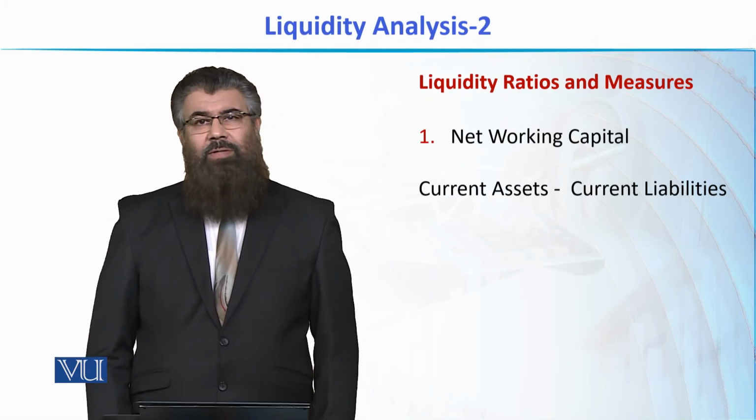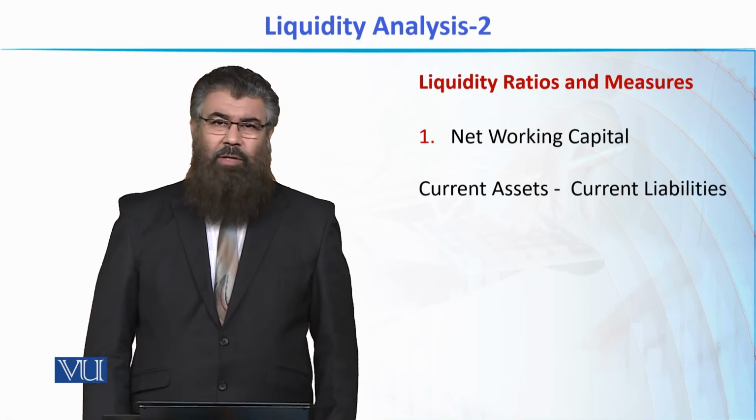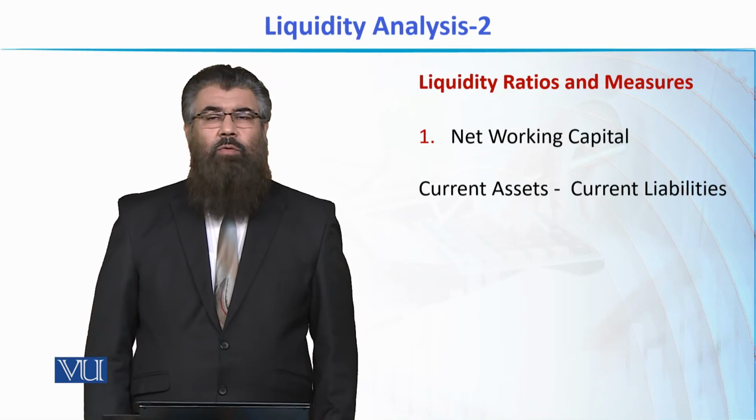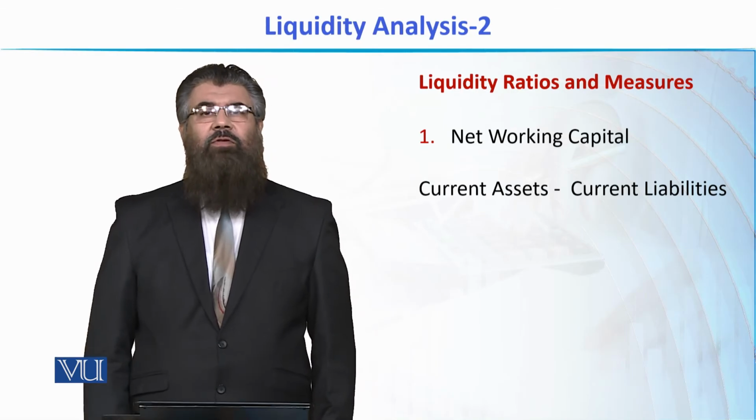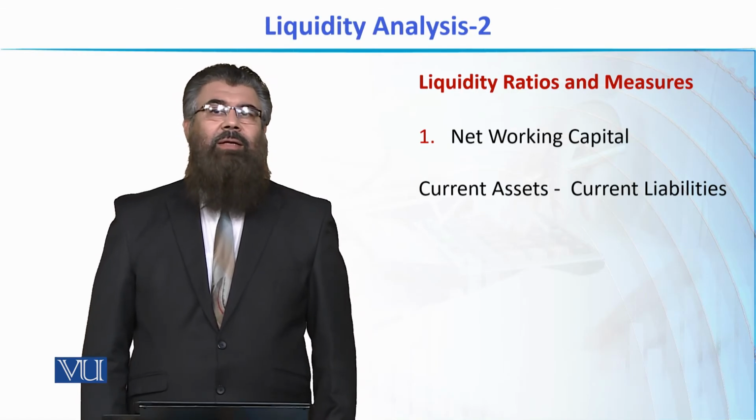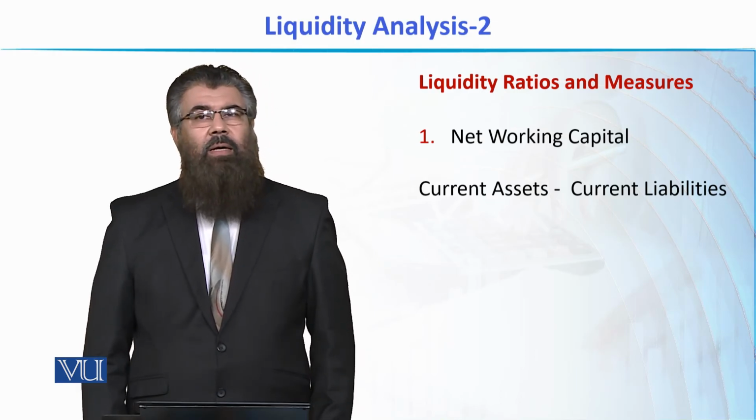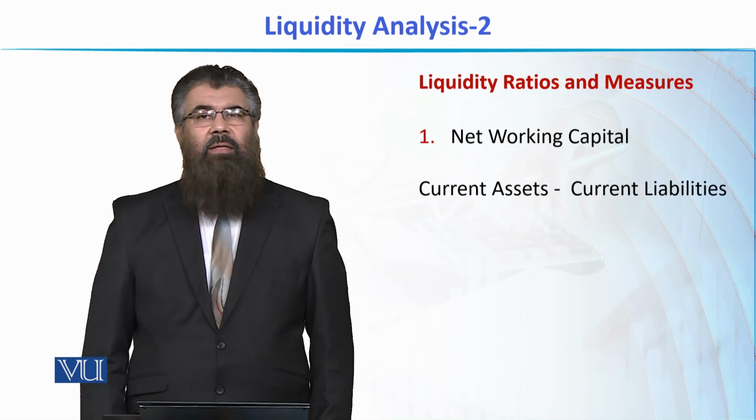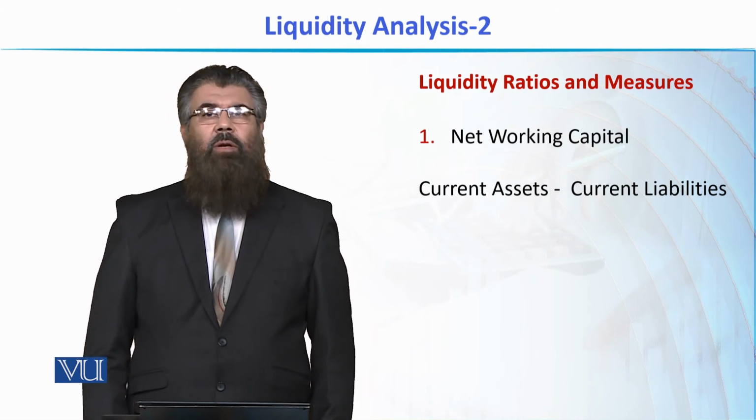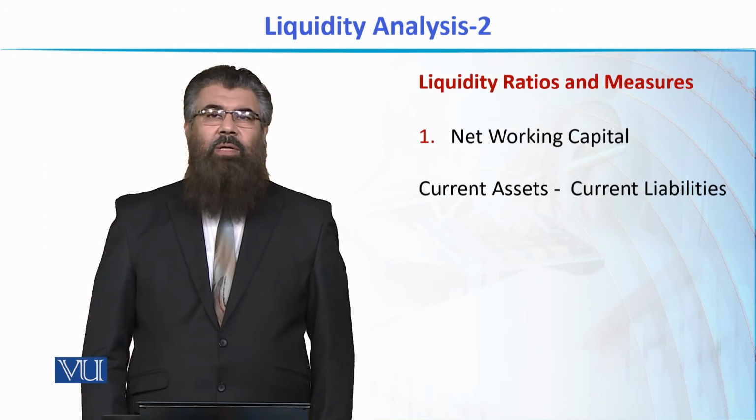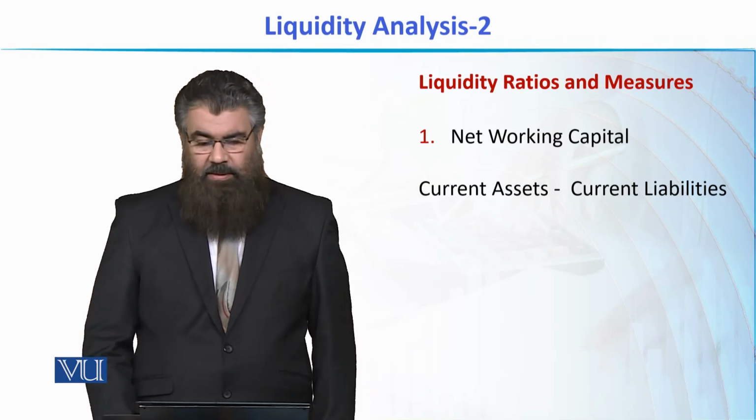So if we want to see the net effect of it, that whether our liquidity position by comparing the two, current assets and current liabilities, is good or not, we calculate the net working capital, यानी हम करंट एसेट्स में से करंट लायबिलिटीज को माइनस कर देते हैं. And if we get a favorable and positive position, that means that our liquidity is good.